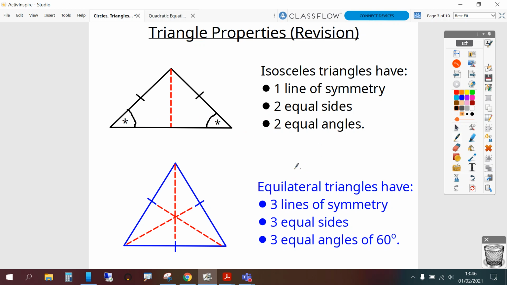In the equilateral triangle, we have three sides the same, and three angles the same, and also three lines of symmetry. Each angle is worth 60 degrees because 180 divided by 3 is 60.